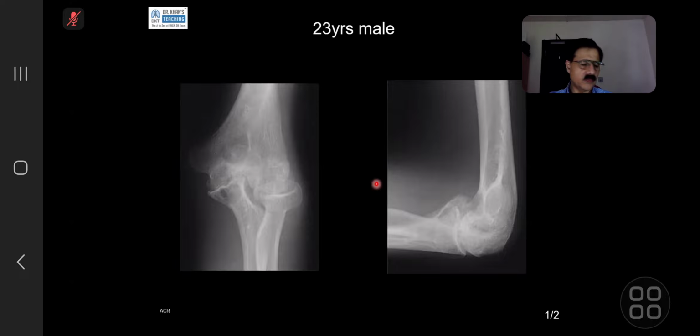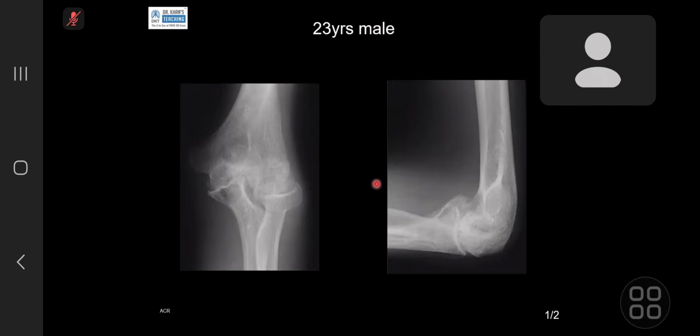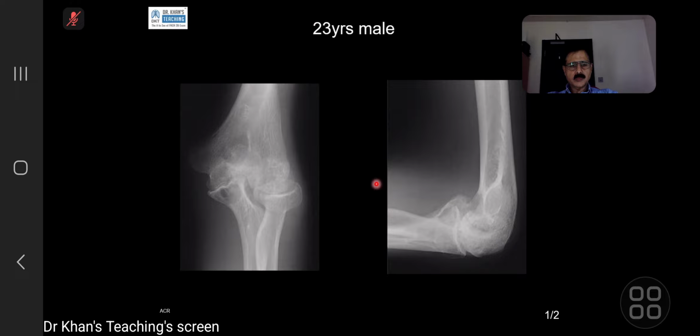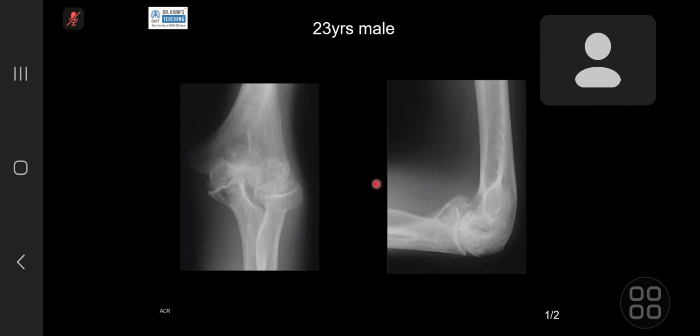Yes, candidate 3, describe this. So I've been provided with a 23 years old male, elbow X-ray AP and lateral views, and here I can see that the bones are looking a bit overgrown. Which bone is particularly overgrown? The radial head is looking a little overgrown. Excellent.